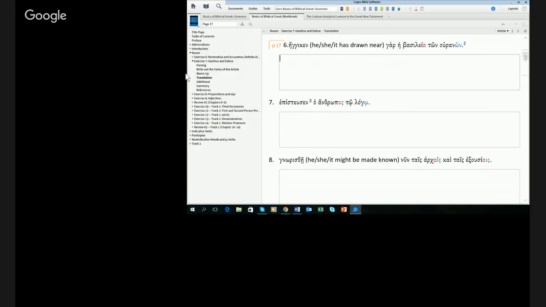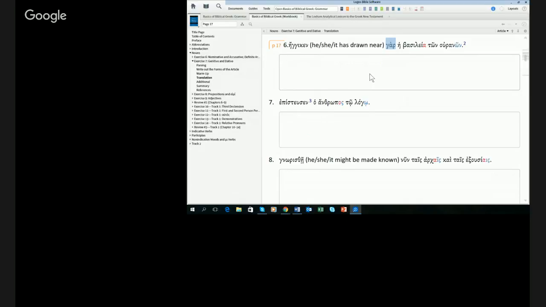Engiken, it has drawn near. He, she, or it. Gar is a very common word, means for, usually. It introduces either a reason or an explanation of what's gone before. Gar never appears first in a sentence. It's what's called post-positive. It'll always be at earliest the second word in its sentence. Typically, it's exactly the second word of its sentence, and quite often will interrupt words that would normally go together. Engiken gar, for it has drawn near.